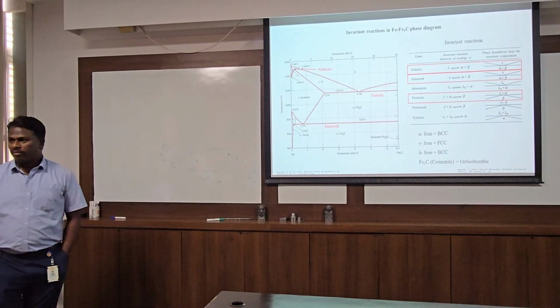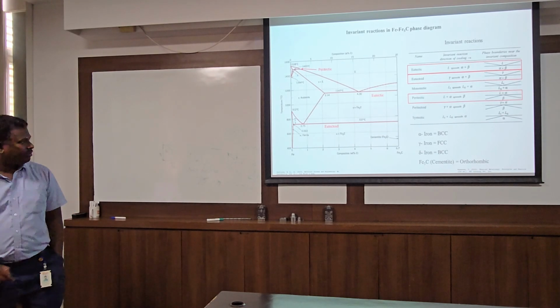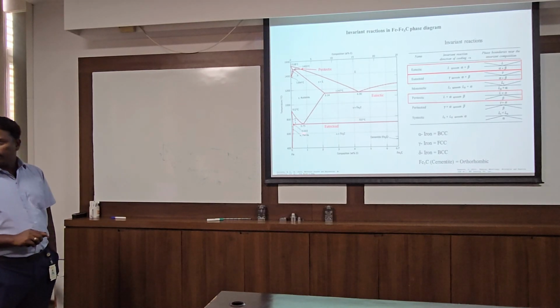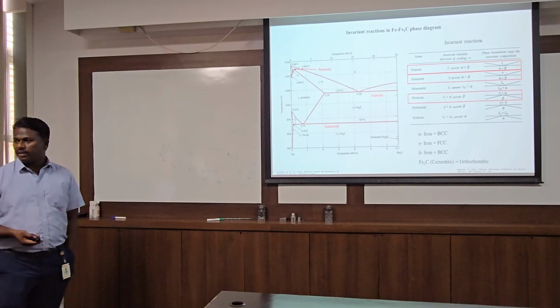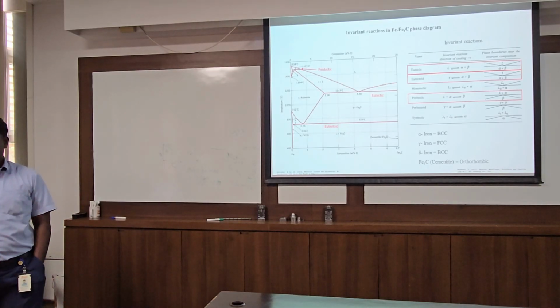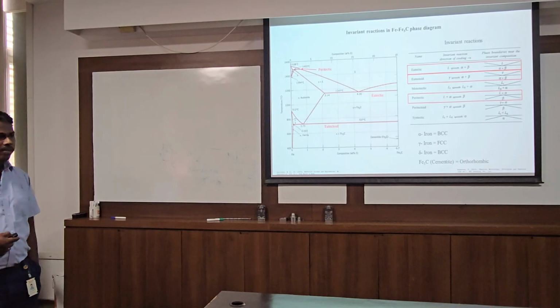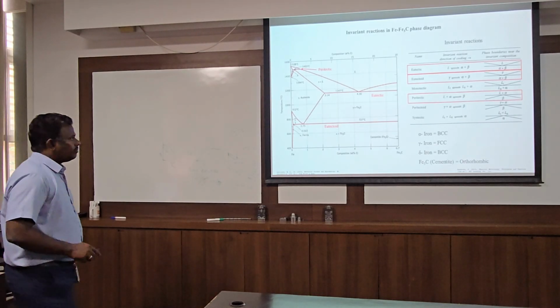Magnetic property. This Curie temperature is 736 or something. So if you go above that, it will become paramagnetic.